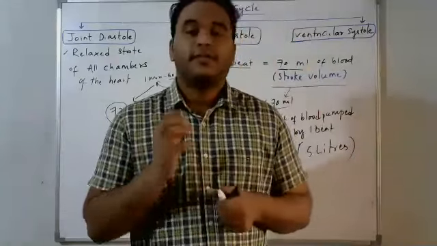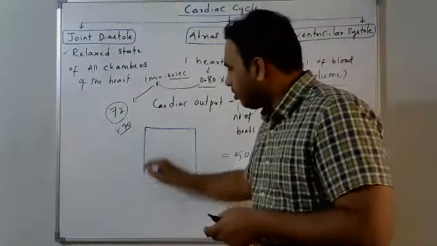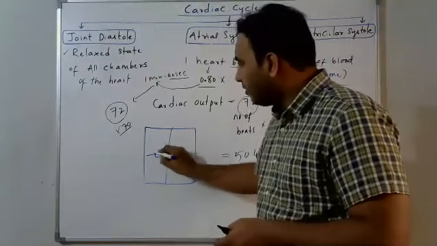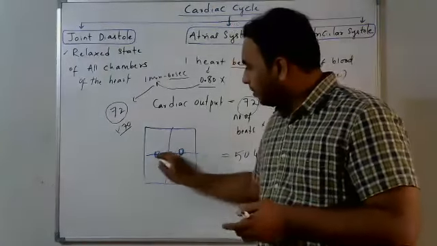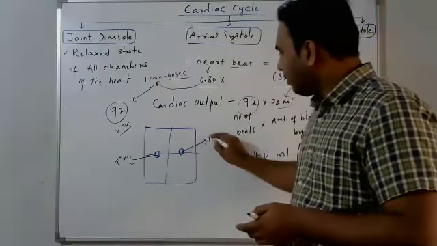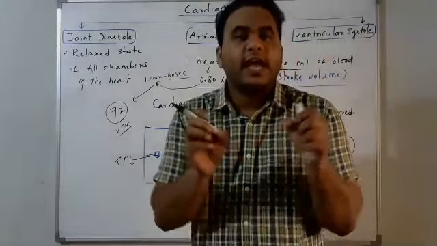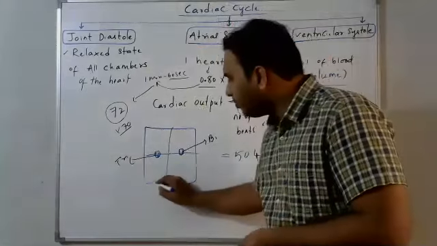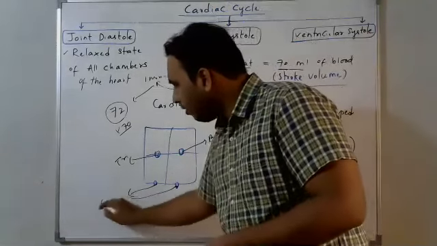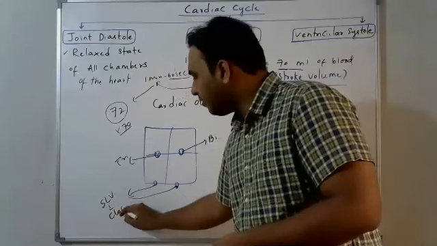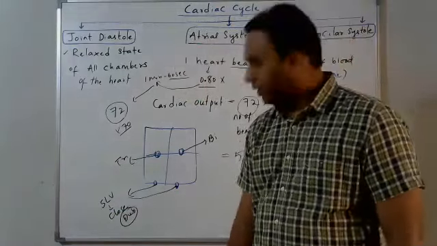Lub, dub. The first sound, lub, is produced due to closure of the tricuspid and bicuspid valves. If these valves are closed, the sound which is produced is lub. And the second sound is produced due to the closure of the two semilunar valves. Semilunar valves closing means the sound which is produced is dub.